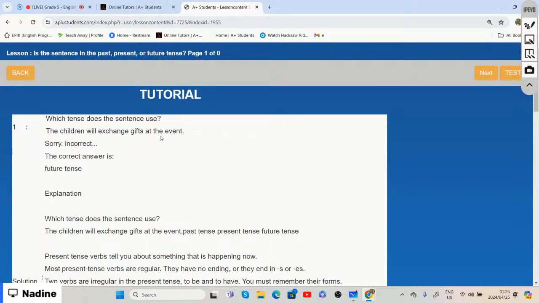We need to say, is the sentence present tense, past tense, or future tense? What tense are they using? Present tense, past tense, or future tense?